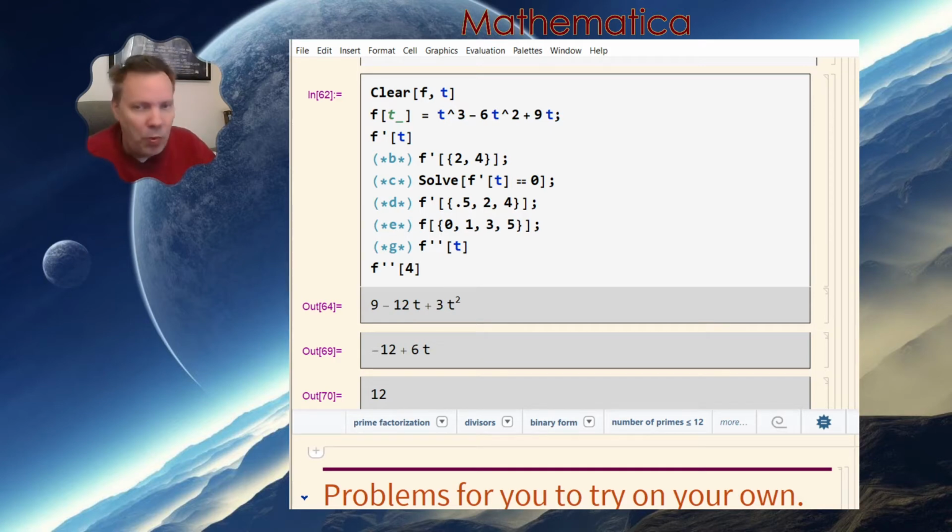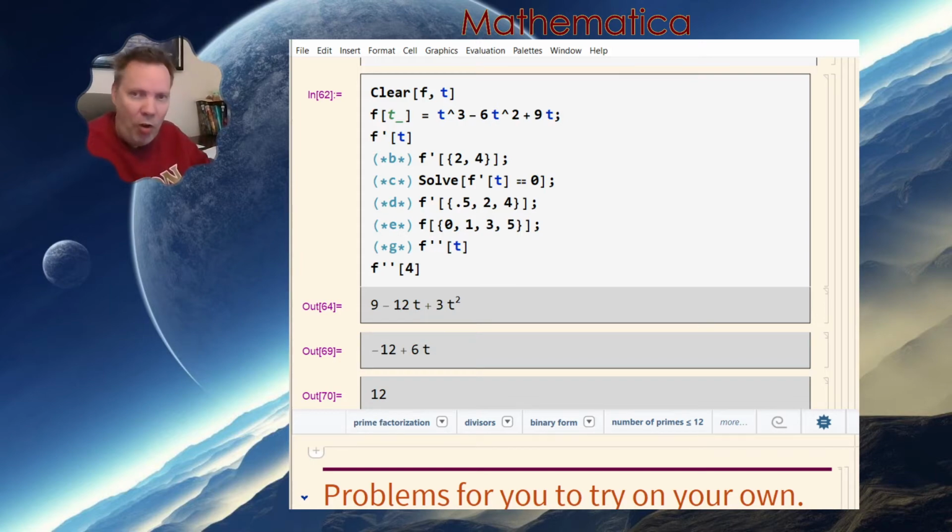Now, I'm going to take this one step further. And I want to write this number line idea again. So my acceleration function is negative 12 plus 6t. What is that equal to 0? Well, it's a value of 2. I really don't need Mathematica to do that one. Negative 12 plus 6t is equal to 0. t is equal to 2.